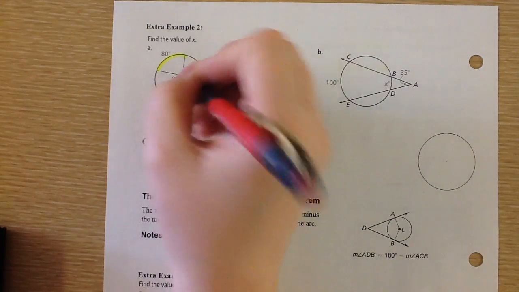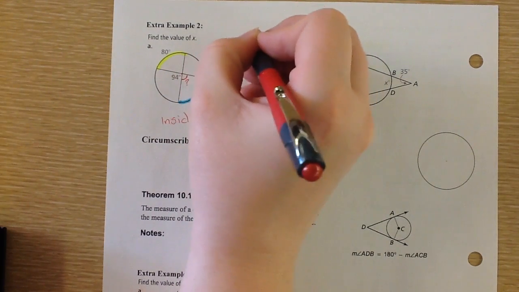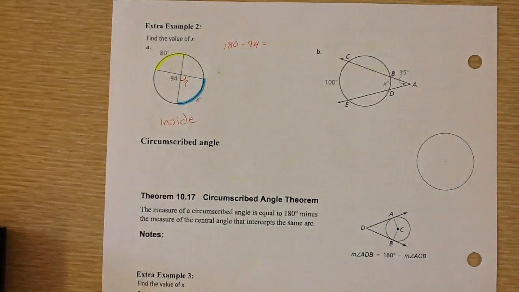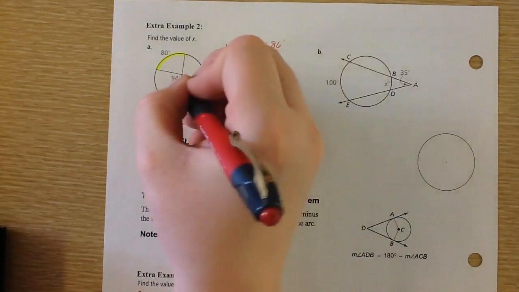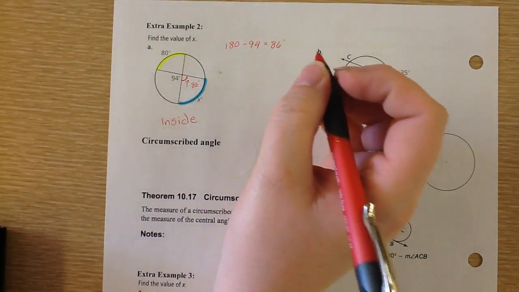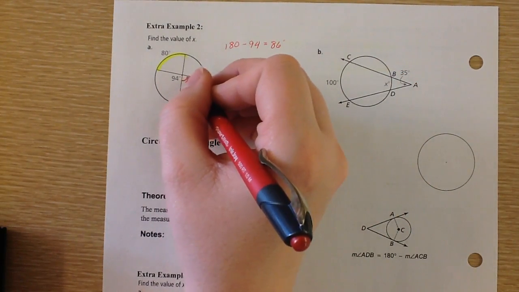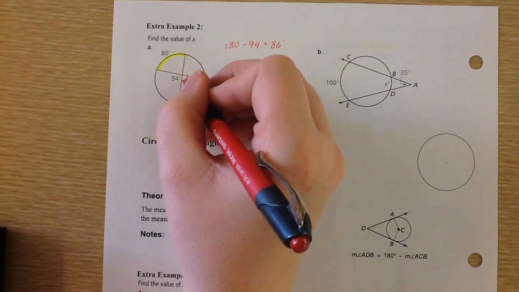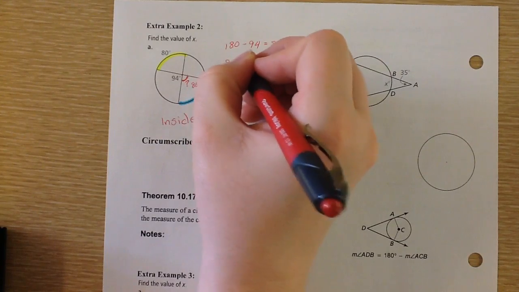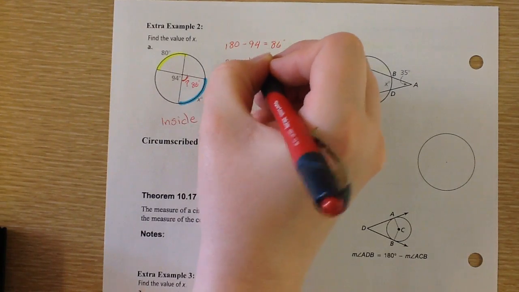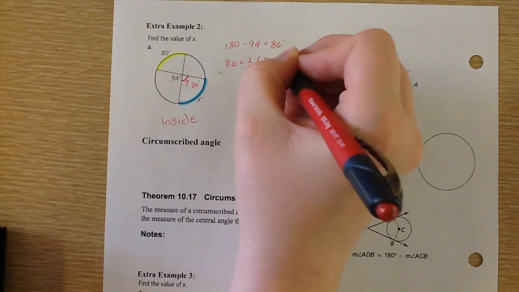So to get that missing angle in there, I'd have to take 180 minus 94, and I get 86. So this angle here is 86 degrees. The measure of this 86 degree angle is the average of these two. So that 86 degree angle is half the sum of the other two.